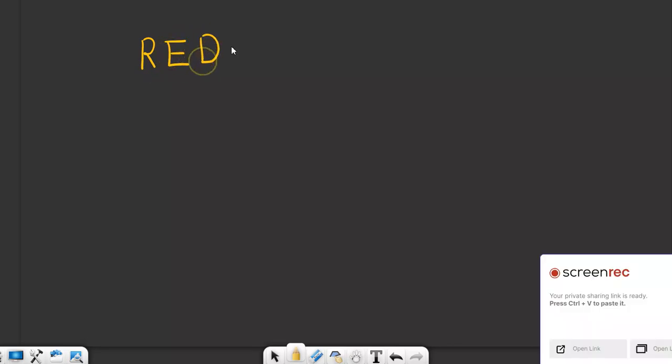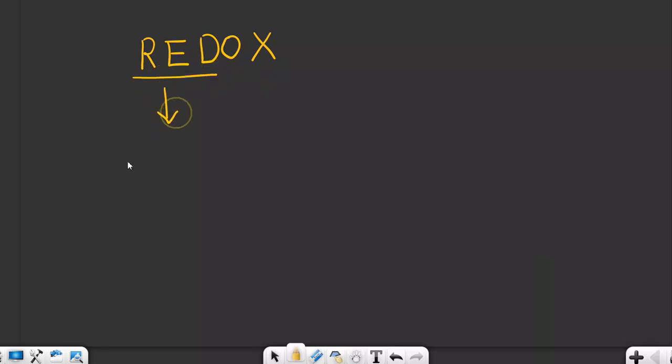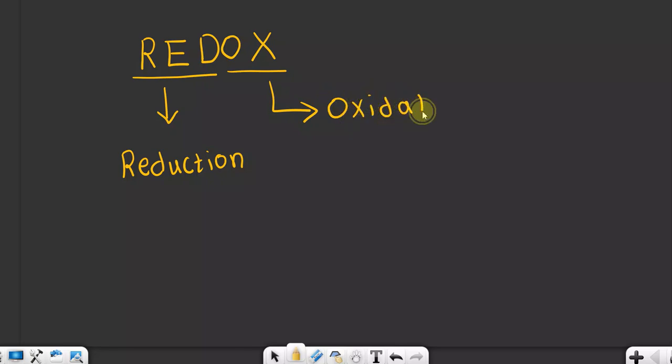So today our topic is redox reactions. Let's discuss redox reactions. As the name indicates, it's a combination of reduction reaction and oxidation reaction. Red is for reduction and ox is for oxidation. A redox reaction is a chemical reaction in which reduction and oxidation take place simultaneously.